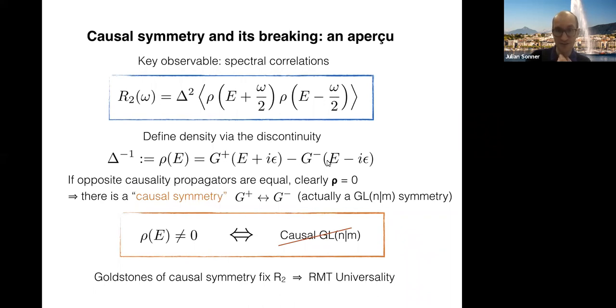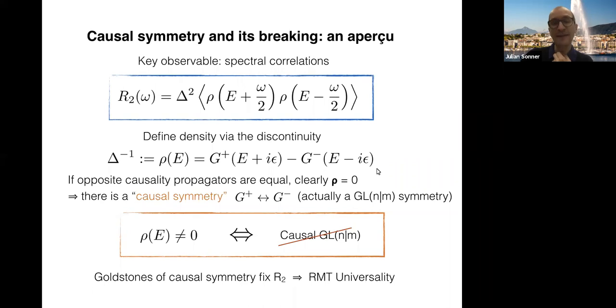So not just discrete equality, but actually there's a whole symmetry group. And then the insight is that whenever you have a non-vanishing spectral density, this symmetry that is present if the spectral density vanishes is broken. And the breaking of this symmetry is basically the symmetry principle that we're looking for, and the Goldstone effective field theory of this will give us all of the universal features in spectral correlations, such as, for example, this R2.